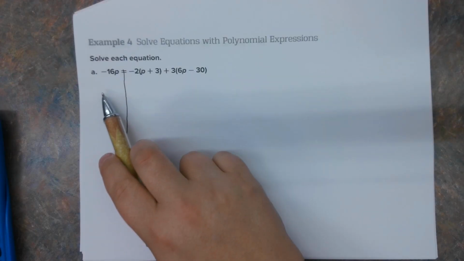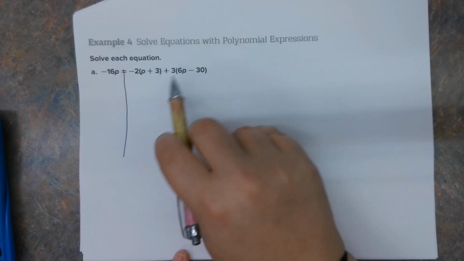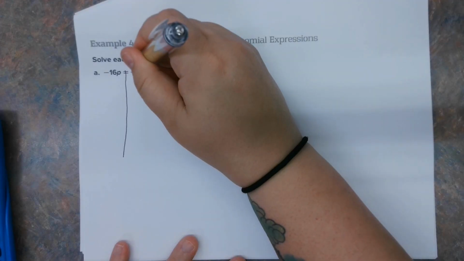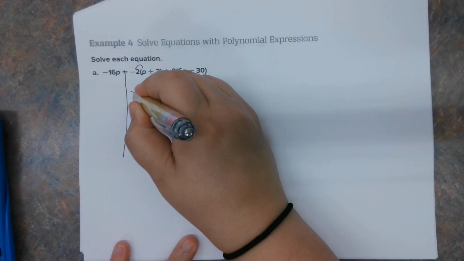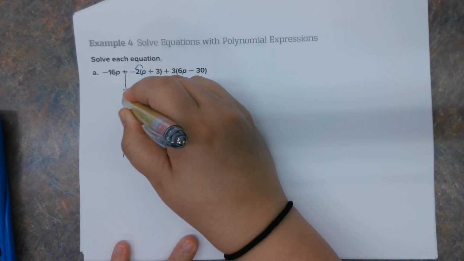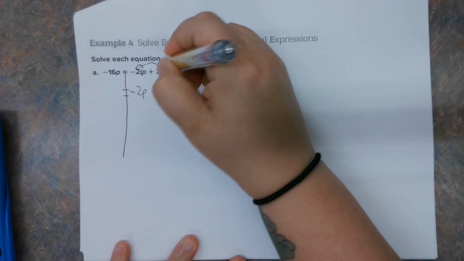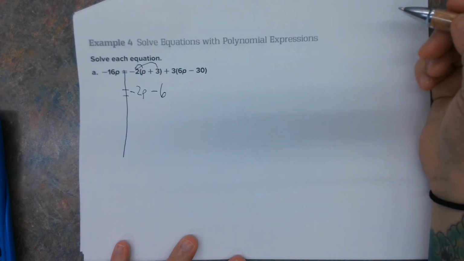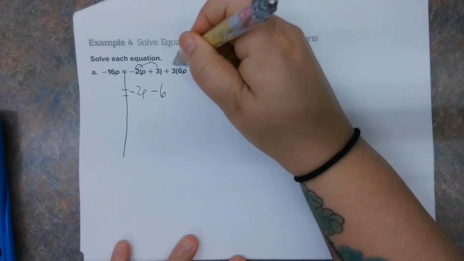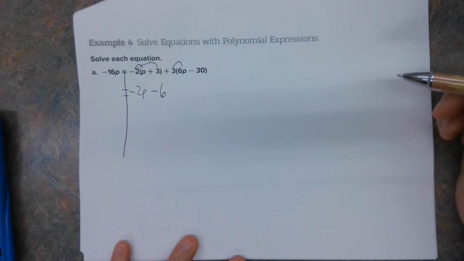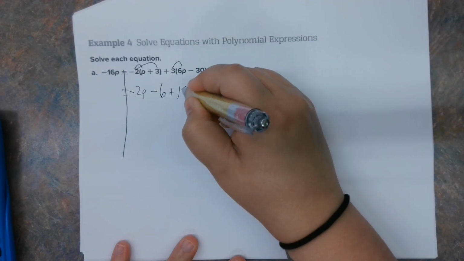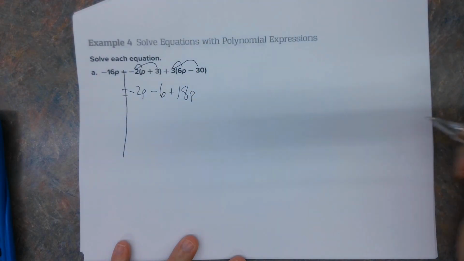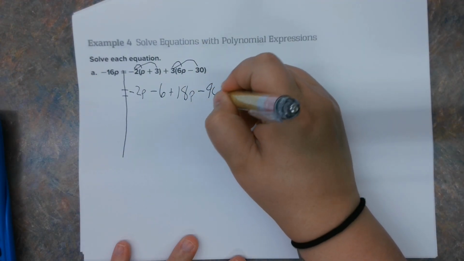This is probably just going to come down for a while until I get to a point where I can solve, because the first thing I'm going to have to do is distribute. I've got negative 2 times p is negative 2p. I've got negative 2 times positive 3, which is going to be negative 6. This is a positive 3. 3 times 6p is going to be positive 18p. 3 times negative 30 is going to be negative 90.